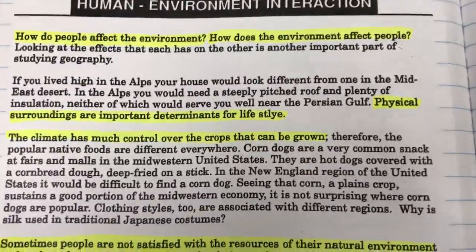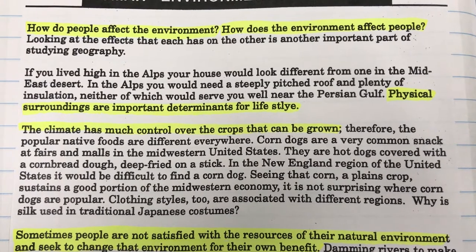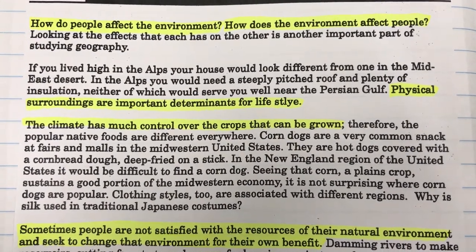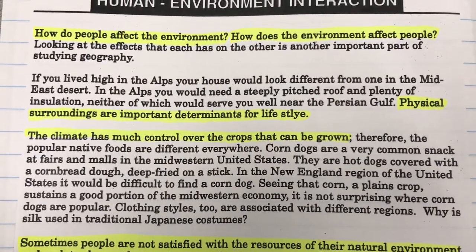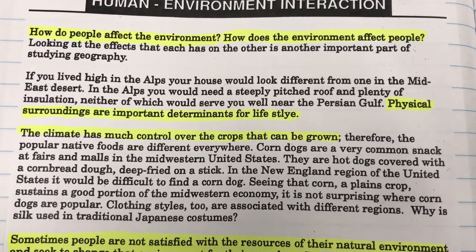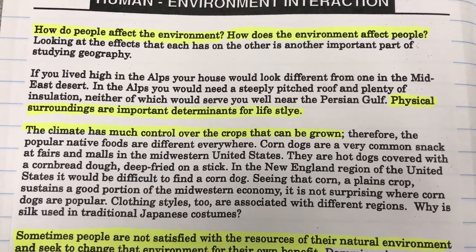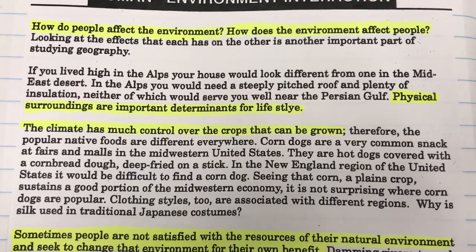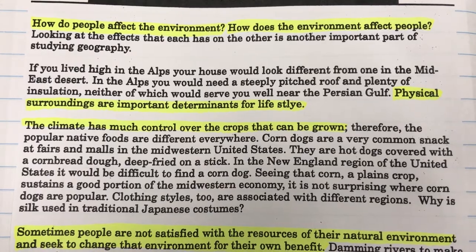The climate has much control over the crops that can be grown. Therefore, the popular native foods are different everywhere. Corn dogs are a very common snack at fairs and malls in the Midwestern United States. They are hot dogs covered with a cornbread dough deep fried on a stick. In the New England region of the United States, it would be difficult to find a corn dog. Seeing that corn, a plains crop, sustains a good portion of the Midwestern economy, it is not surprising where corn dogs are popular. Clothing styles, too, are associated with different regions. Why is silk used in traditional Japanese costumes?